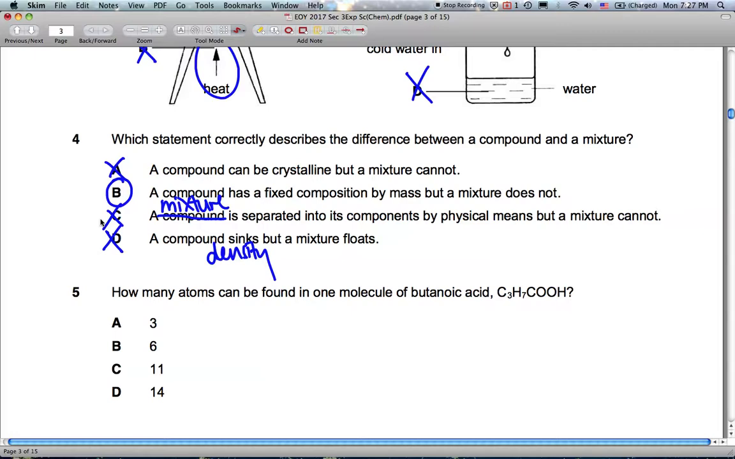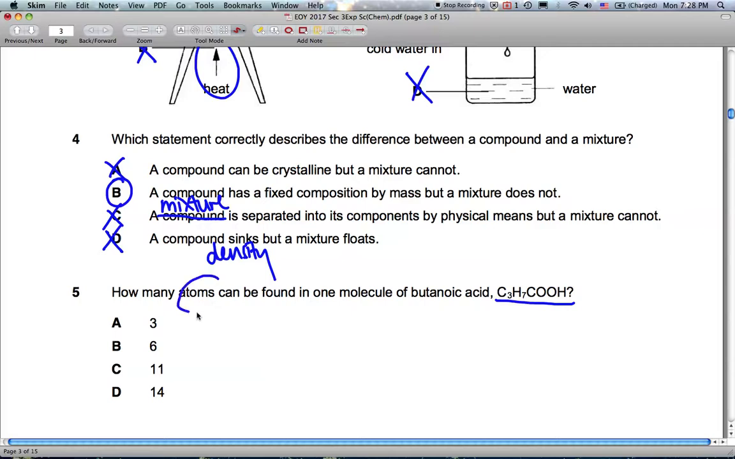For example, we have water, H2O. It has fixed composition by mass, 2 hydrogen atoms and 1 oxygen atom, whereas a mixture like air contains nitrogen, oxygen, carbon dioxide, and some of the noble gases. Okay, so moving along, question number 5. How many atoms can be found in 1 molecule of butanoic acid? So we are given the formula here, C3H7COOH.